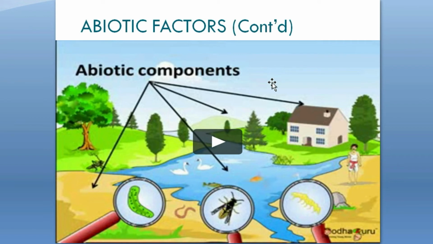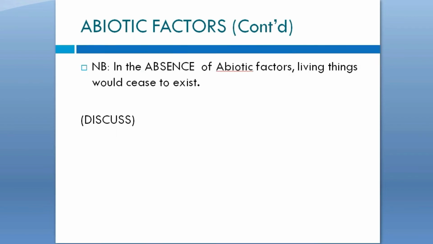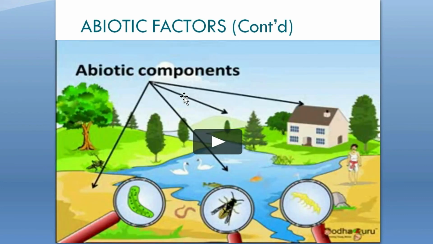Now, abiotic factors. Let's look at this particular image for a minute. This is like a little screenshot I got. Now, these abiotic components, as you listed here, we are seeing soils on the right hand side, and on the left hand side we are seeing water. We are seeing landscape at the back, and we are also seeing a house. Now, let's go through this for a minute. In the absence of the abiotic factors, living things would cease to exist. Let us discuss this for a minute. Now, in the absence of soils, you would not have a medium for microorganisms or even macroorganisms.